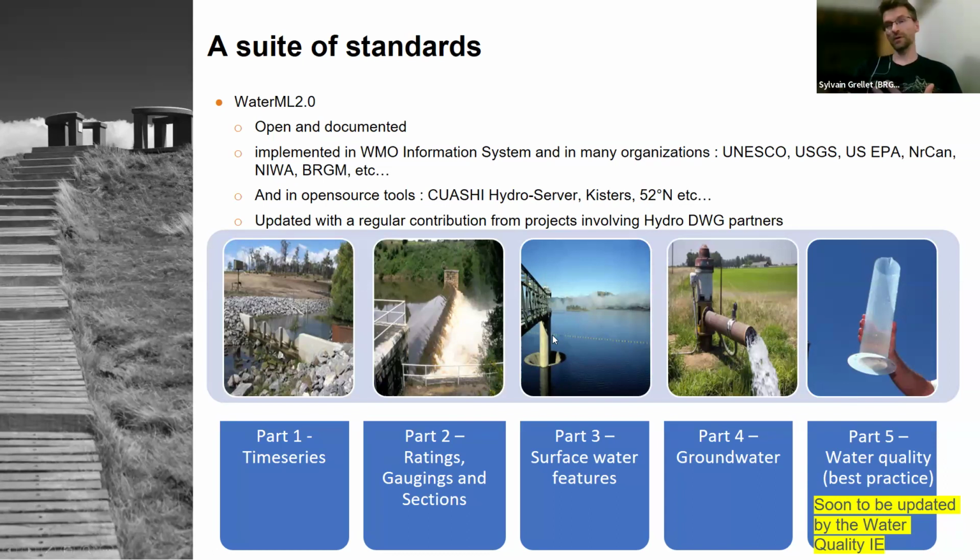Then we trigger a joint activity to find how we can best work together to define a shared way of working. So there are at least 5 parts in the WaterML suite of standards: one on time series, one on rating, and gauging. This one, surface water feature, is for blue line networks and lakes and channels, surface water, groundwater, and also description of wells and all the construction around them. And this one is the best practice.